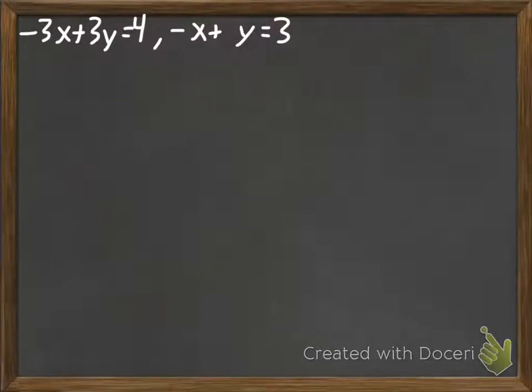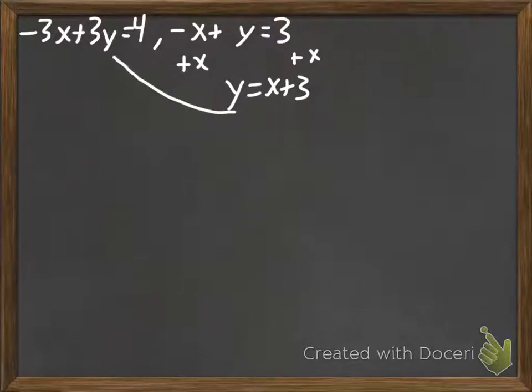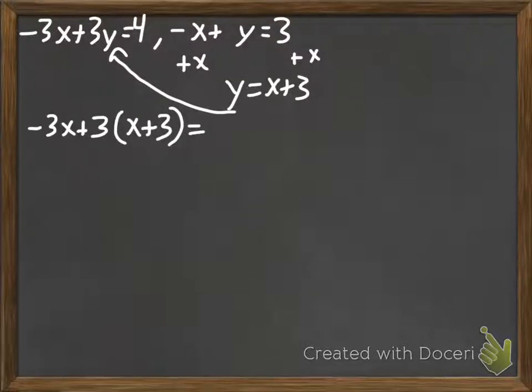So I'm going to solve that for y, which means I need to add the x. So I get y equals x plus 3. Now I'm going to substitute that here. So I get negative 3x plus 3, and then in parentheses for y, I put my x plus 3, equals 4.